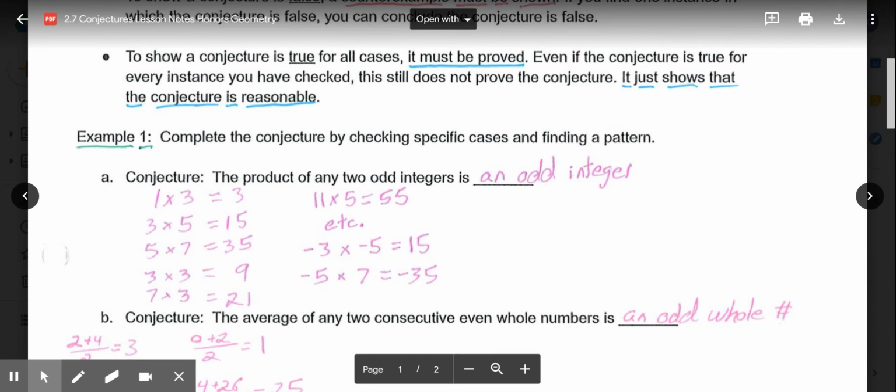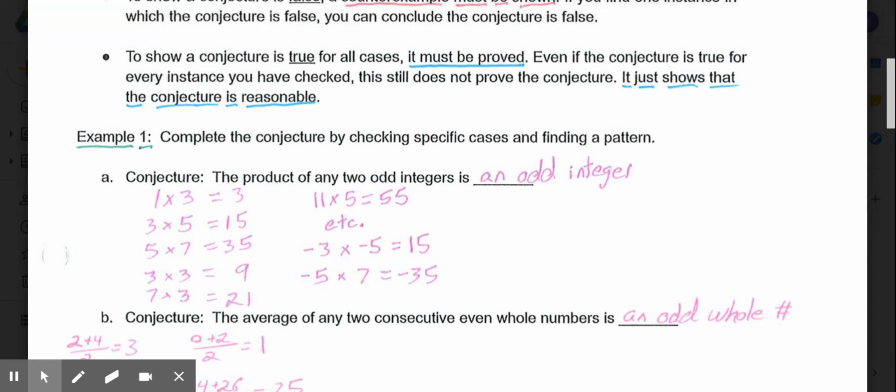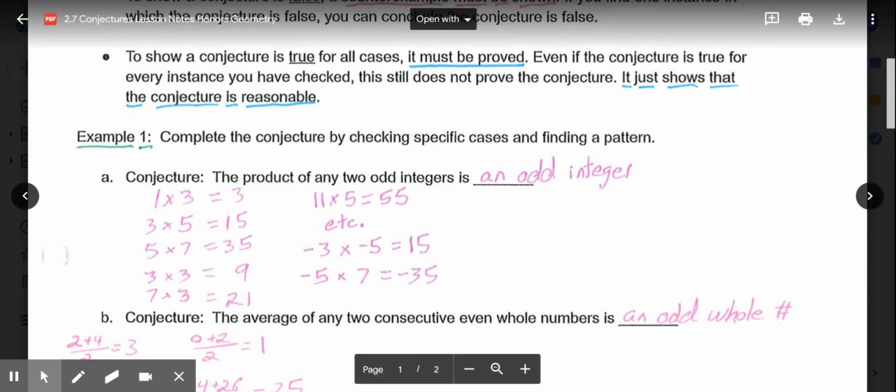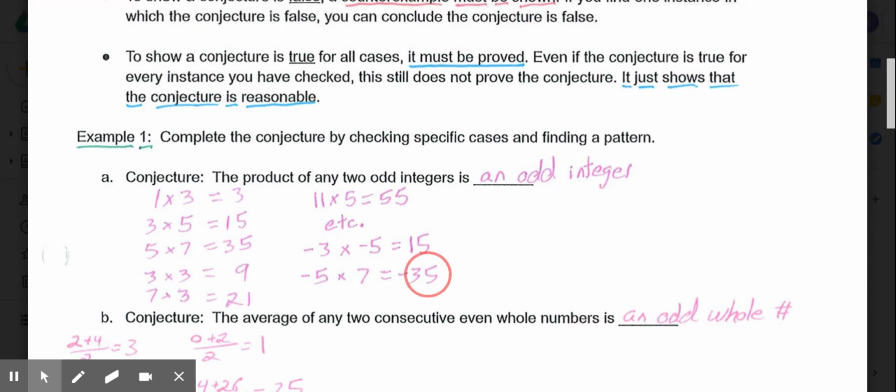1 times 3 is 3. 3 times 5 is 15. 5 times 7 is 35. 3 times 3 is 9, 7 times 3 is 21, and so on. If I try some negatives, negative 3 times negative 5 is 15. Negative 5 times positive 7, negative 35. So what I'm seeing is a pattern that all of my final products are also odd integers. So my conjecture, based on the pattern that I'm looking at, would be that the product of any two odd integers is an odd integer.